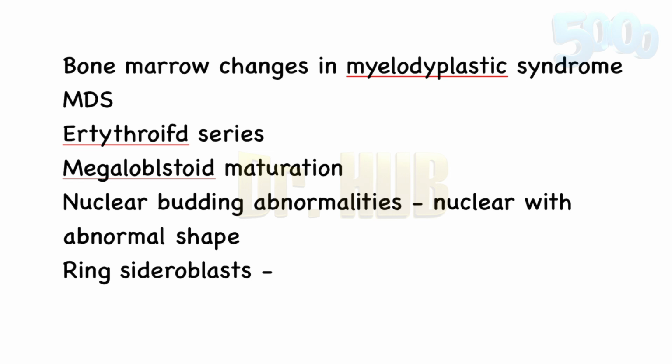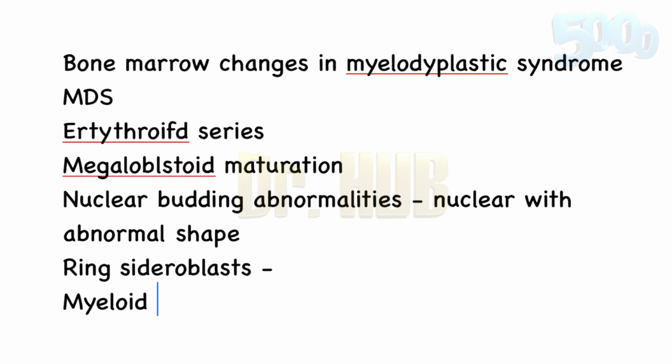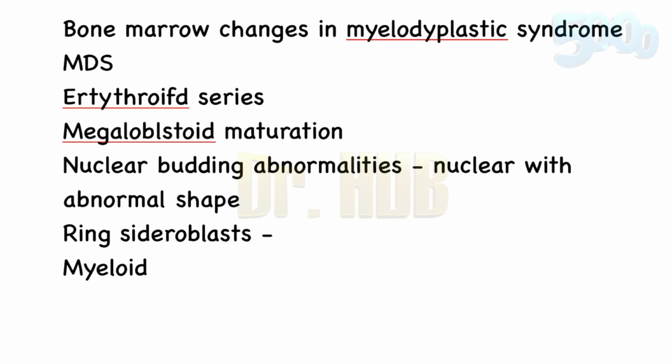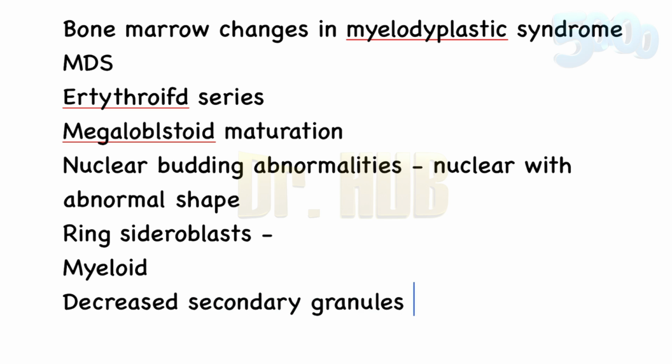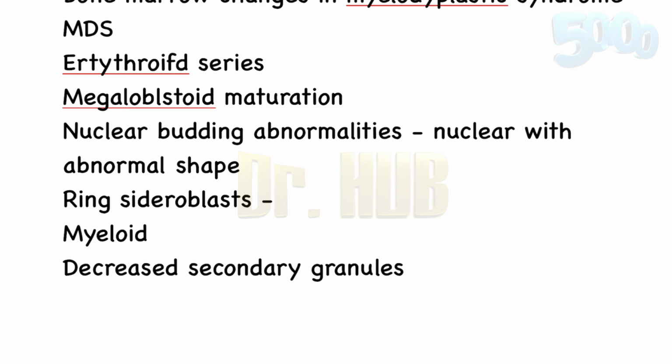So dysplasia in the myeloid series. Let's look at the myeloid series. In the myeloid series, there are neutrophils with a decreased number of secondary granules. And the pseudo-Pelger-Huët cells, this is important. They are neutrophils with only 2 nuclear lobes.